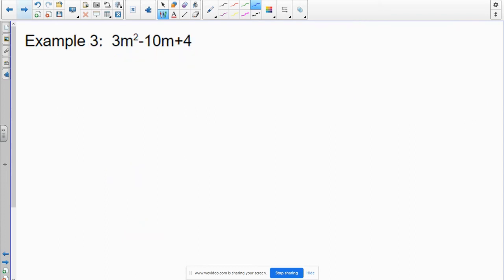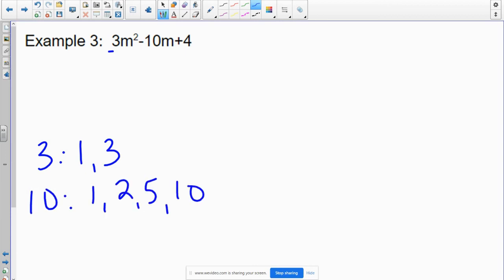Last example today. Let's look at this one. So we have 3 as our first coefficient, which is prime, so it's just 1 and 3. 10 is 1, 2, 5, and 10, because we just did that one. And 4, we've done that one too, is 1, 2, and 4. Well, if you notice, this one, the only thing that they have in common is a 1. So technically, the greatest common factor is a 1.